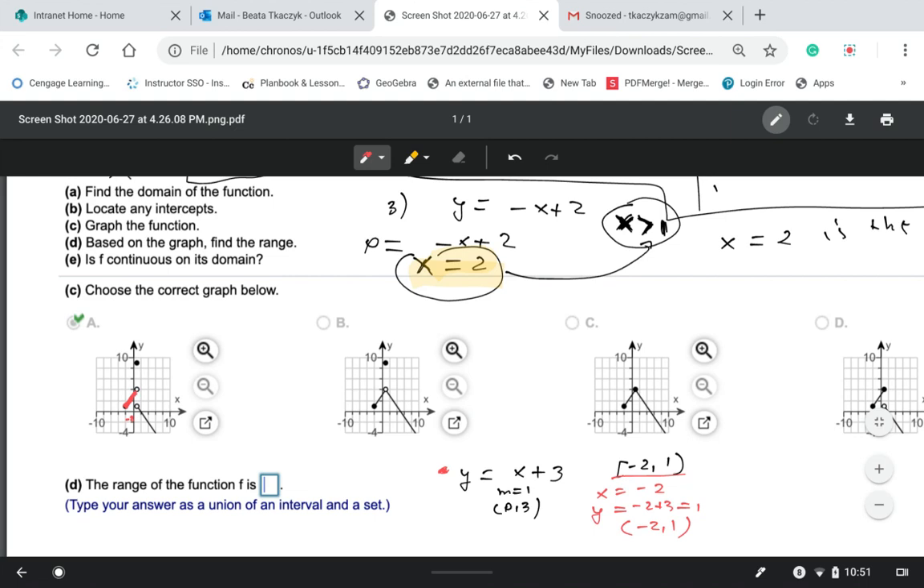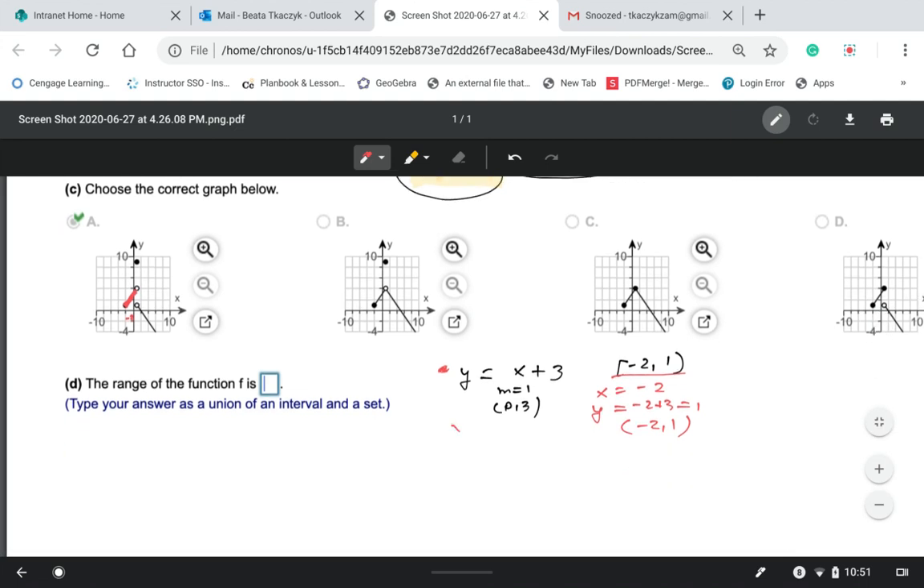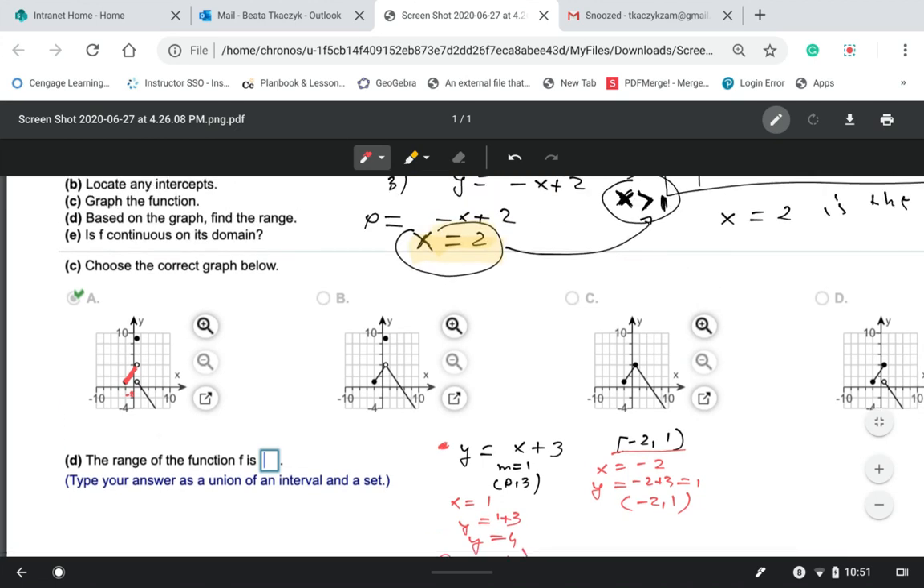And for the last point, you make x equal 1. So y will be equal to 1 plus 3, which is 4. So you have the point (1, 4), but this one is with an open circle, it does not belong to that graph. So (1, 4) is right here, this one with the open circle. So that's the first graph.